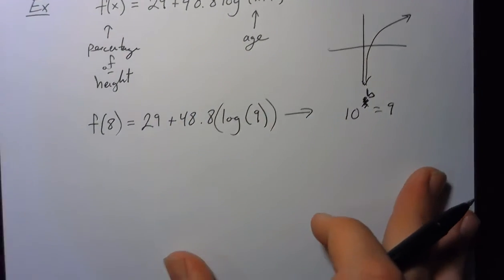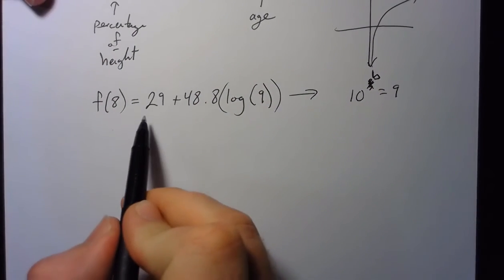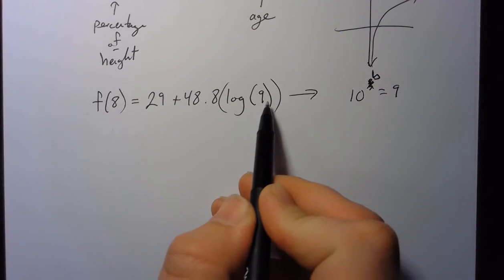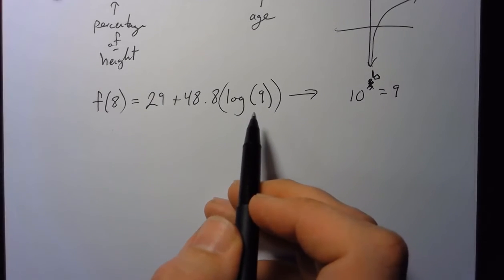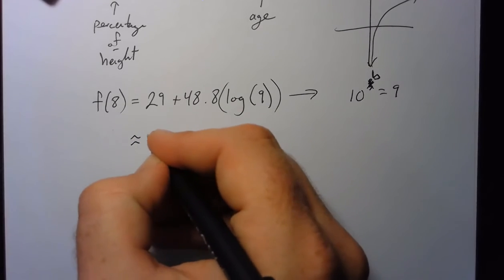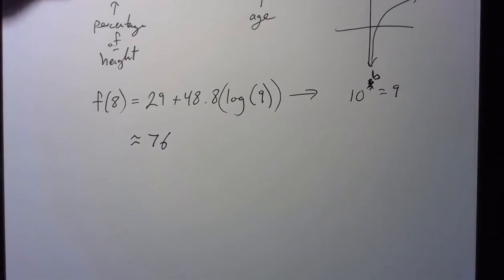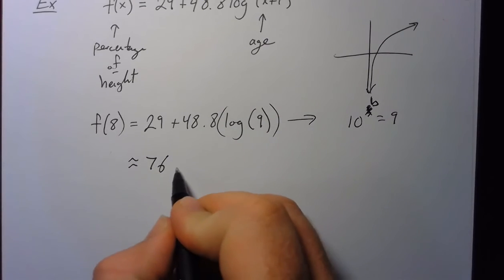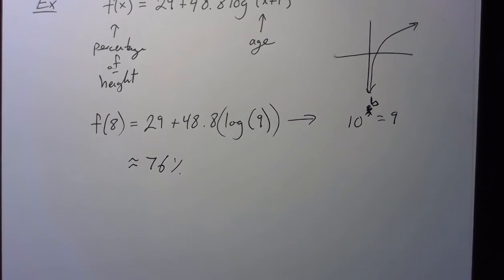So in this case, if we were to type this into a calculator, we would type in 29 plus 48.8 times log of 9. By evaluating this, we would get approximately a value of 76. Typing that appropriately into a calculator, that's what we would get. To end this problem, we would say that this 8-year-old boy has reached 76% of his total height. And that's how we would evaluate these types of problems. In most cases, we would use a calculator.